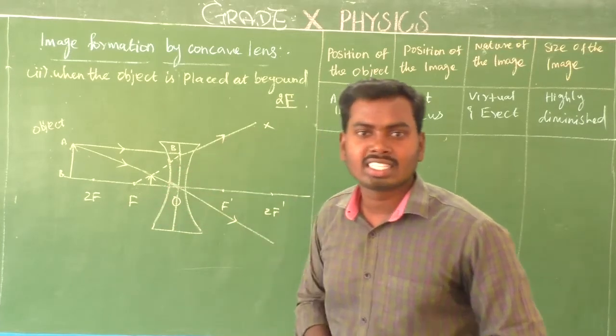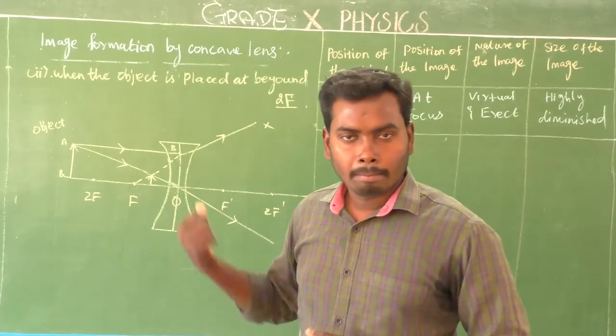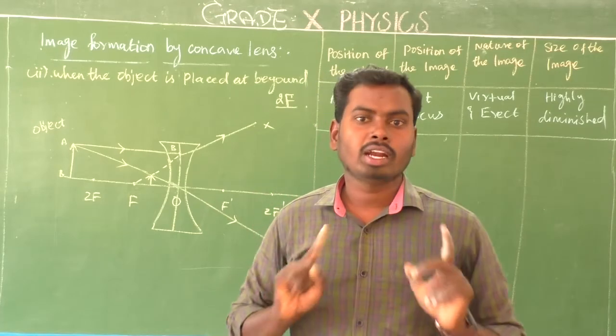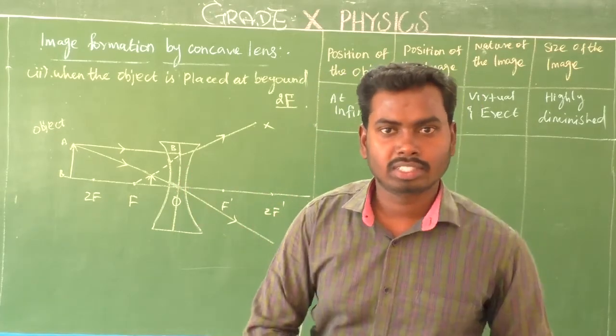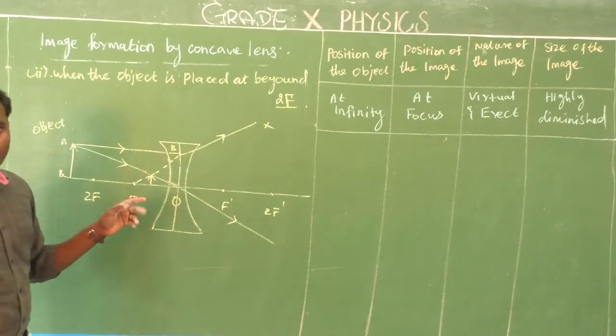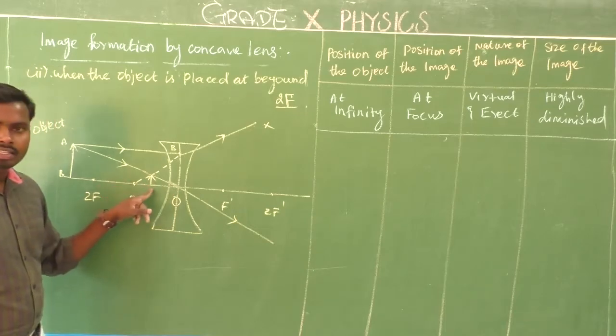That image is considered as a virtual image, because here two refracted rays appear to meet at a point. So that image is considered as a virtual image, not a real image. Is that clear? So what is the position of the image? Image is formed between optical center O and the focus F.